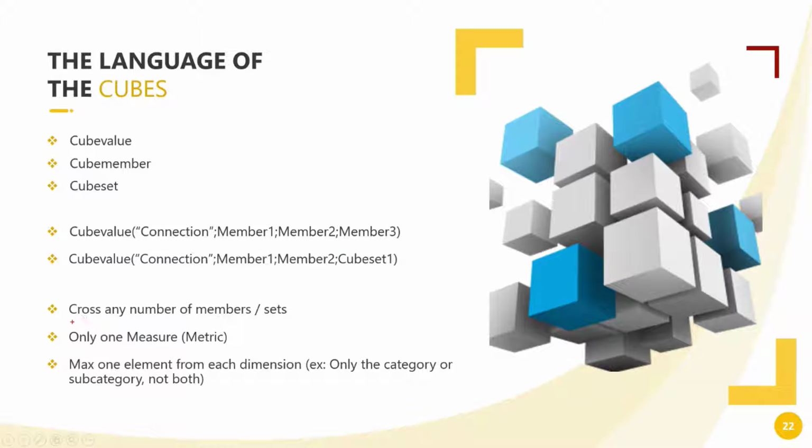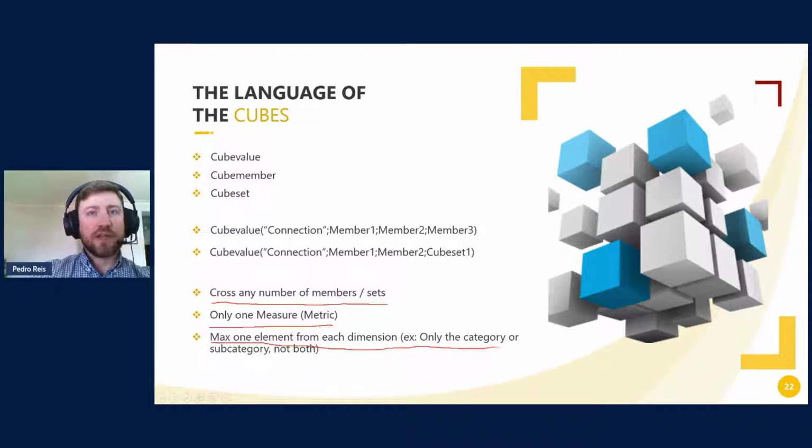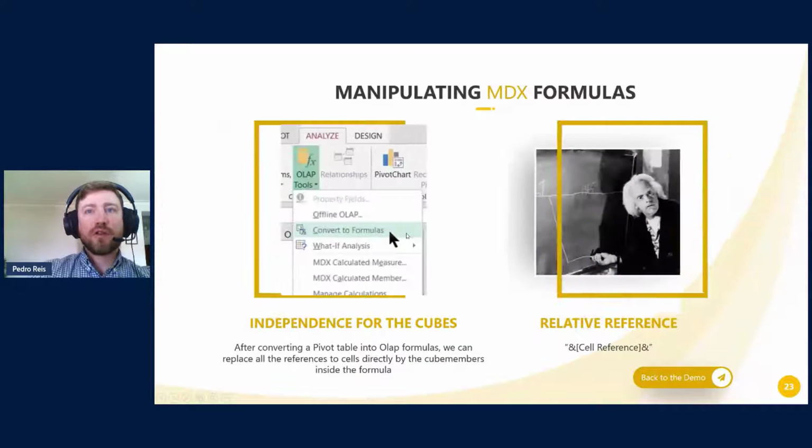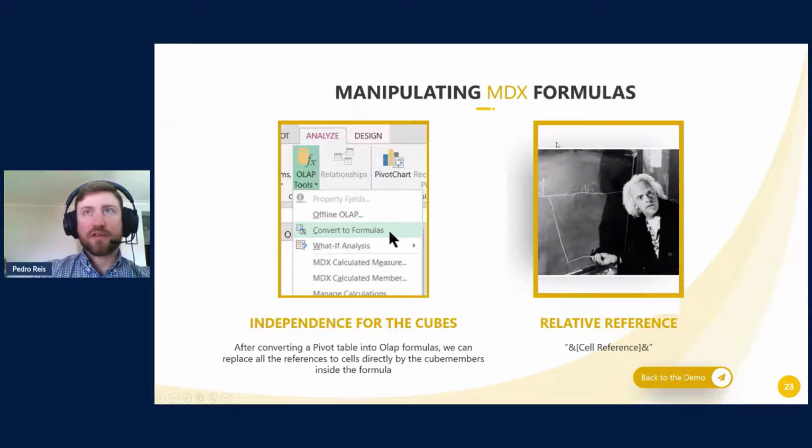Some rules: you can cross any number of members and sets. You can only use one measure, for instance, total sales or profit, but not the two, of course, it will throw an error. And the maximum is one element at each dimension. For instance, only the category or subcategory, but not the two of them. So you need to pick one from each of the groups. You can also manipulate MDX formulas, like I just showed you, to reference dynamically the Texas, Pennsylvania, etc. I can reference Texas and put that in the middle of a formula in these expressions.